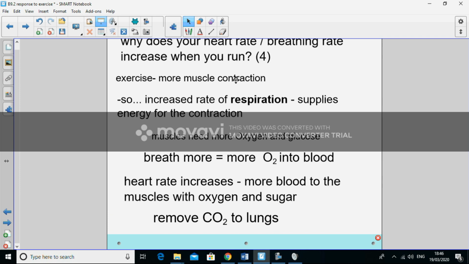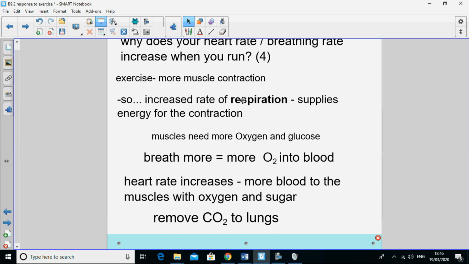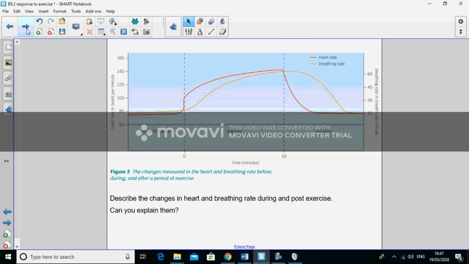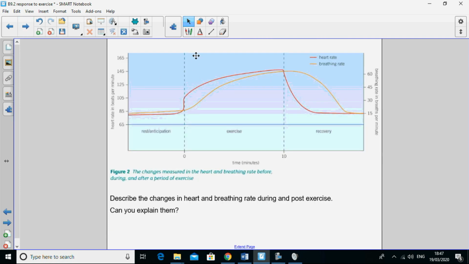Let's go through it again. Muscle contraction needs energy. Respiration provides that energy, so you need more oxygen and glucose, hence breathing more and heart rate going up, and also you need to get rid of your carbon dioxide to your lungs. Okay, closing towards the end of this little session now, have a look at this graph. What is happening to breathing rate during and post exercise? What's happening to heart rate during and post exercise? And why is that happening?